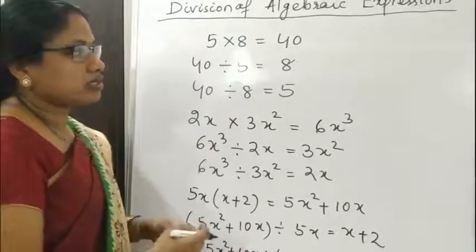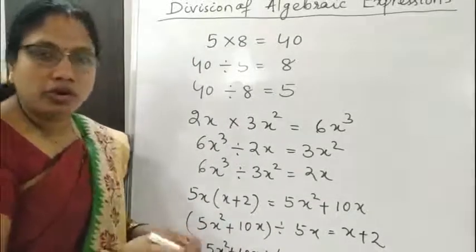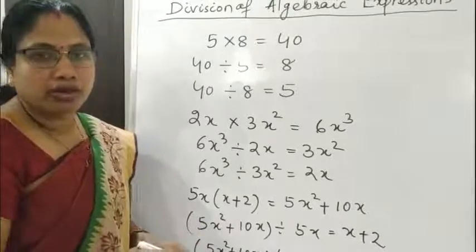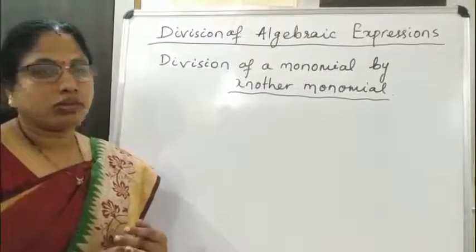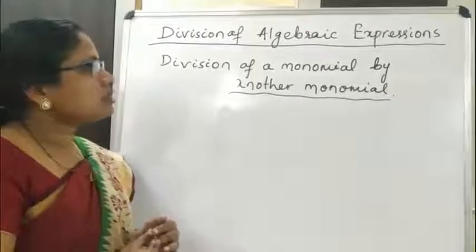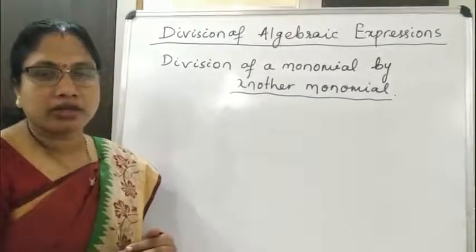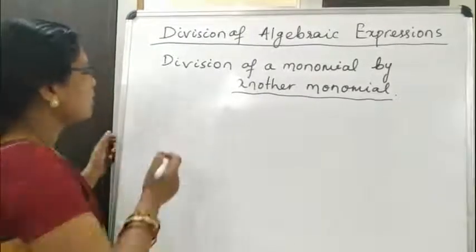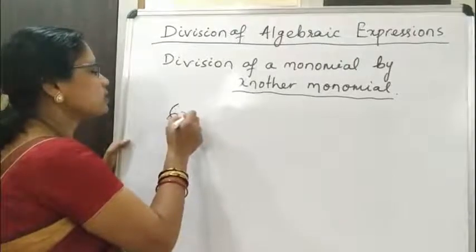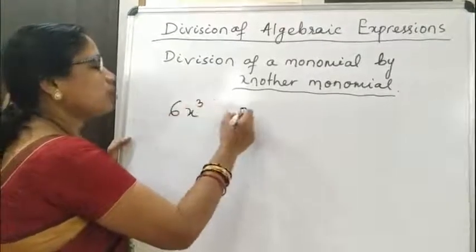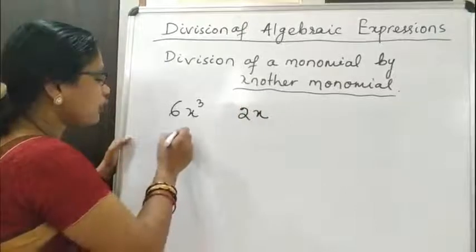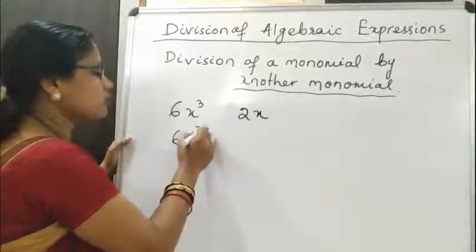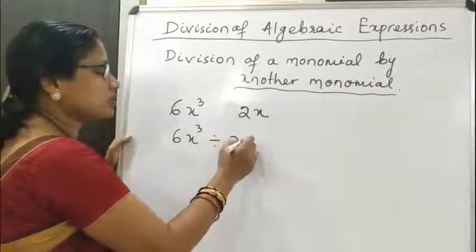So let us discuss how to divide a monomial with a monomial. So let us discuss division of a monomial by another monomial. Let us take two monomials, 6x cube and 2x. So we have to divide 6x cube by 2x.